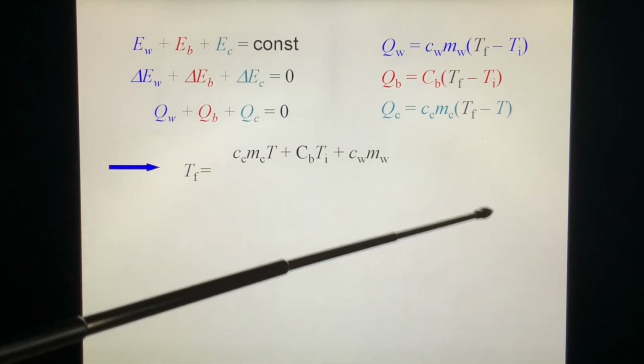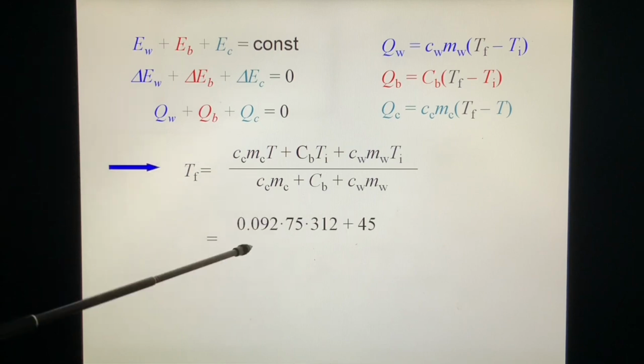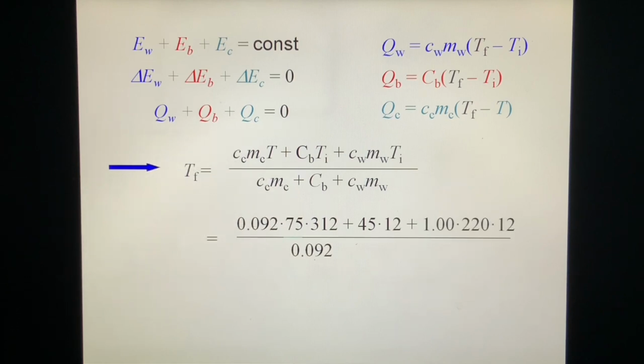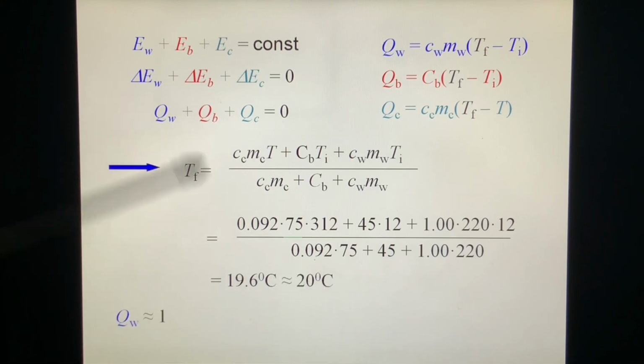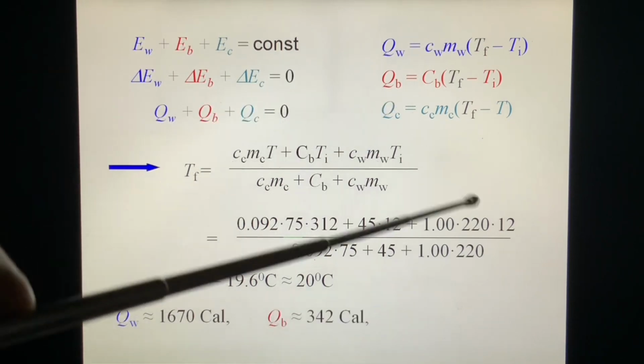Once we find that T final, we put in the numbers. C_C, 0.092 calories per gram Kelvin. M_C is 75. So about 20 degrees Celsius. And we put the T final inside where Q_W equals this. Q_b is absorbed. And Q_C is a negative number.